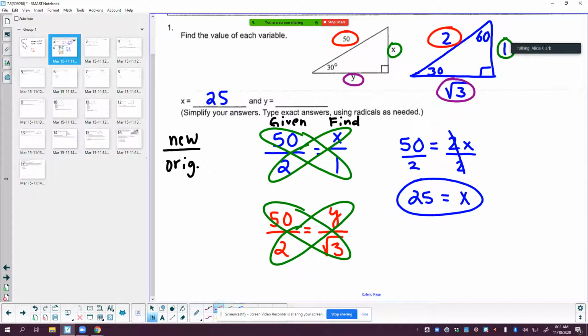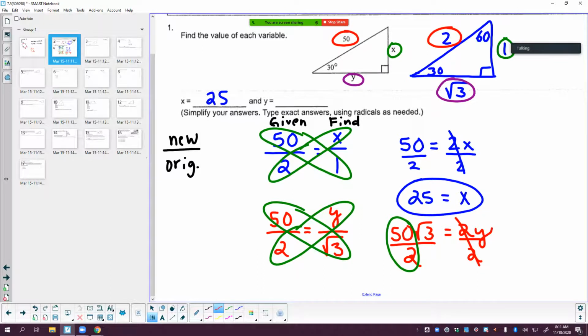Okay, so 50 times the square root of 3 is 50 square root of 3. That's equal to 2 times y, which is 2y. Now, to solve this for y, I got to get that by itself, so I have to divide by 2, kind of how we did yesterday when we were simplifying. If I have 50 square root of 3 over 2, you always have to check and see if the whole numbers, not the numbers under the square root, but the whole numbers out front, simplify. So in this case, they do. 50 over 2 is going to simplify to 25, and then you still have the square root of 3. Okay, so y is 25 square root of 3.